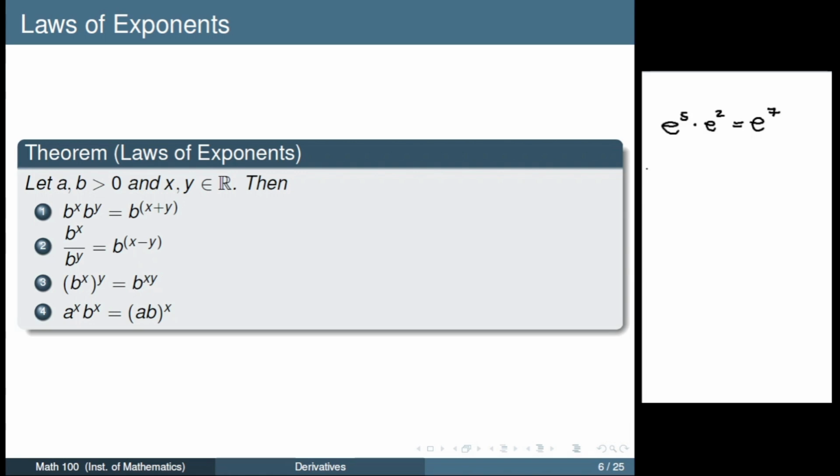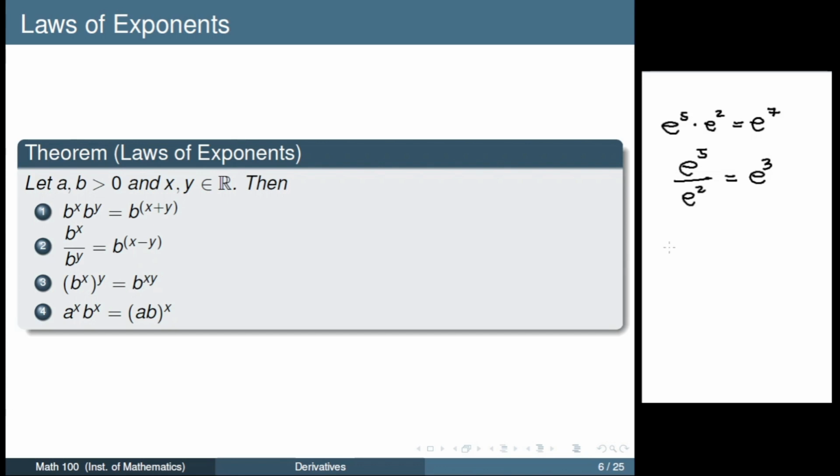And for the quotient, it's equal to the base raised to the difference of the powers. Mauna yung power na nasa taas minus dun sa power na nasa baba. For example, we have e to the 5 over e squared. So this just equals e to the 5 minus 2, minus the exponents, so that's equal to e to the 3. Okay?